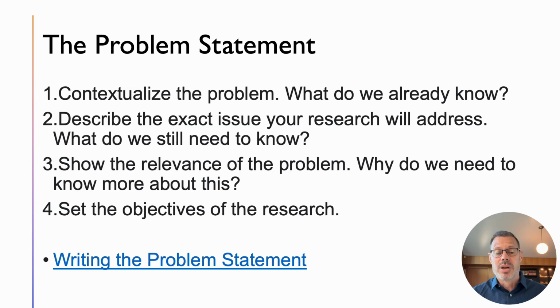The problem statement. We're going to look at this a little bit more in future classes, but we're trying to contextualize the problem. What do we already know? Describe the exact issue that your research is going to address, and what do you still need to know, right? That gap that I just talked about. You want to show the relevance of the problem. Why do we need to know more about that? And then set the objectives of your research. This research study will. That phrase should be at the end of your lit review, which is going to move you on to your methods section.